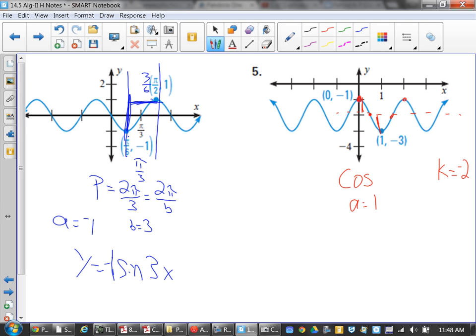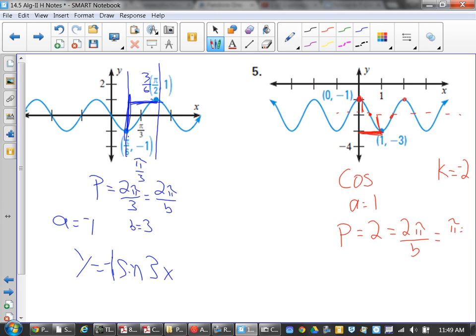Since the cosine graph started at its maximum, the A value is still positive. The distance between where the maximum and the minimum occurred is 1. Times that by 2, that's 2, and that gives you your period. So I know that my period is 2, which has to equal 2 pi over B, so B is pi again.